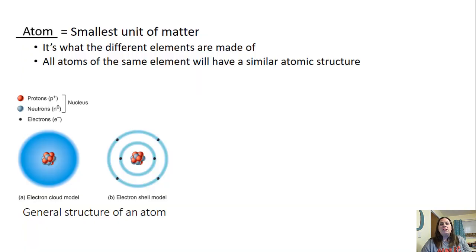So guys, an atom is the smallest unit of matter. It's what the different elements are made of. All atoms of the same element have a similar atomic structure. So in order for them to be part of the same element, the atom needs to be similar.